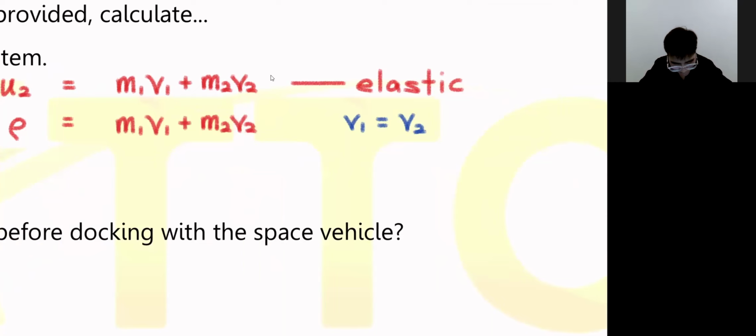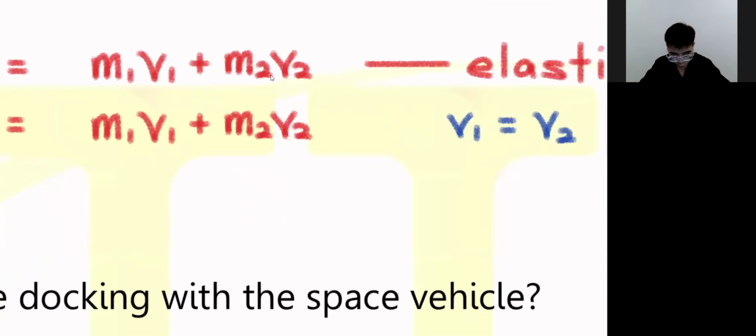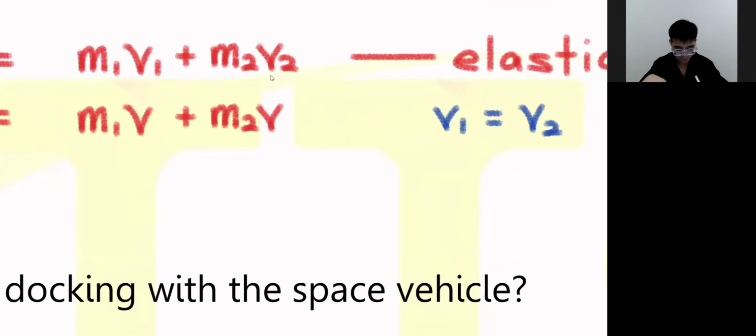See, if V1 and V2 are the same, then you don't need to use the 1 and 2. Now, we use V1 and V2 to differentiate them. Right now, the reason why we put 1 and 2 is because we want to differentiate the speed. But if these two speeds are the same, then we don't need to use the 1 and 2 anymore. We just put V.